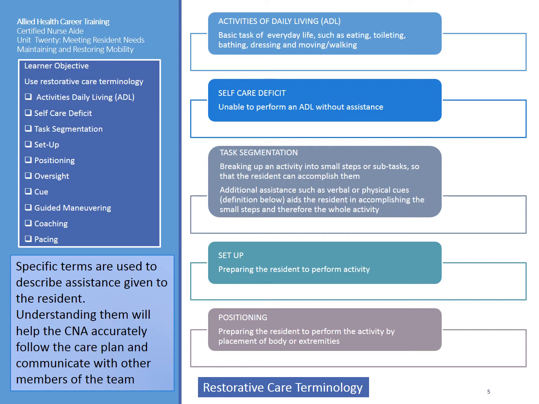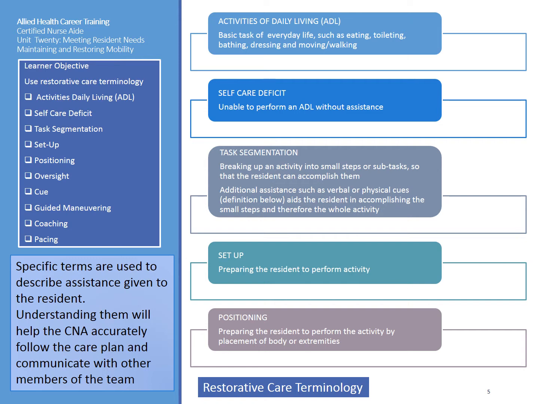Additional assistance such as verbal or physical cues aid the resident in accomplishing their small steps and therefore the whole activity. And verbal cues are just that, verbal cues. Okay, now we're going to get dressed. Now we're going to put your pants on. Because remember, you should always tell the resident what you're doing, no matter if they can understand you or not. You'll learn that hearing is the last sense to go. So always explain to your resident what you are doing.